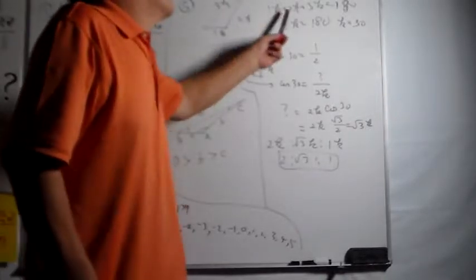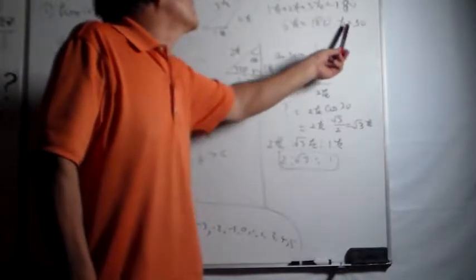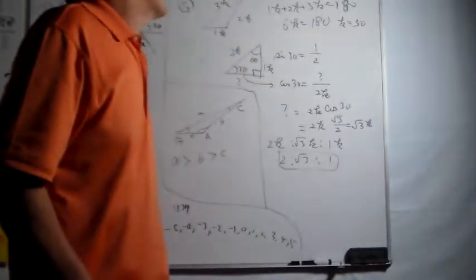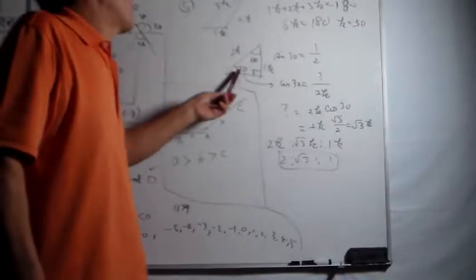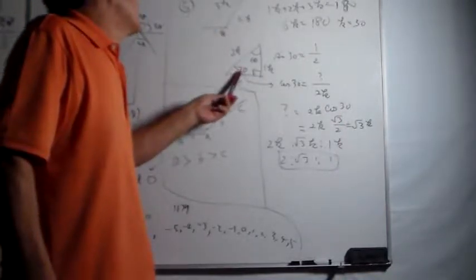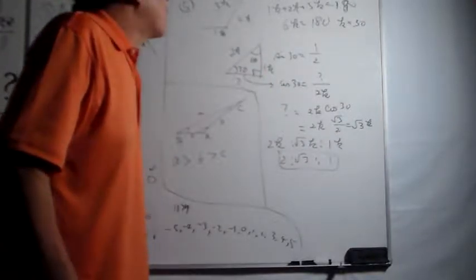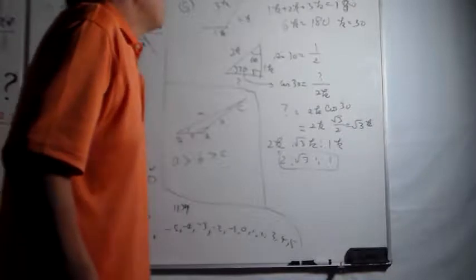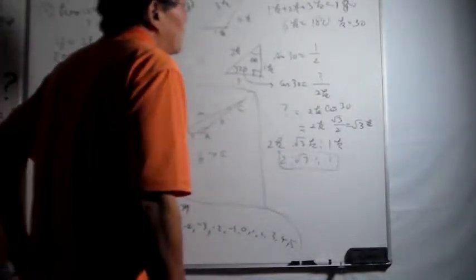Okay. So 1K, 2K, 3K is 180. So 6K is 180, K is 30. So we're going to draw the actual one. K is 30, so 30 degrees, 60 degrees, and this is going to be 90 degrees. So it's a right triangle, but we have to use sine, cosine, tangent to find the length ratio.